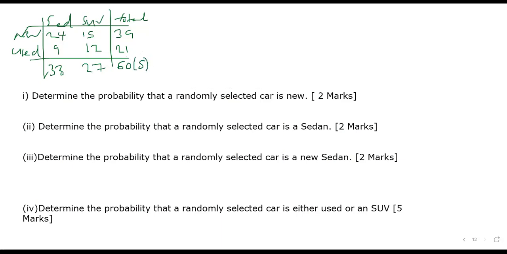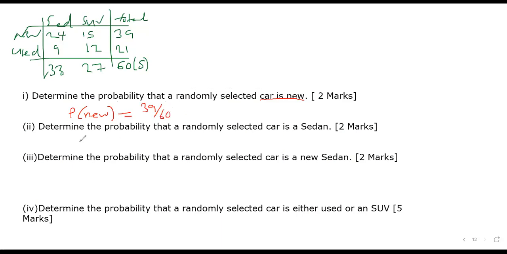All right. So can somebody help determine the probability that a randomly selected car is new? So what are they looking for? We are looking for 39 over 60, new. Okay. Good. So then you are looking at 39 over what? Over 60. And leave it in decimal.